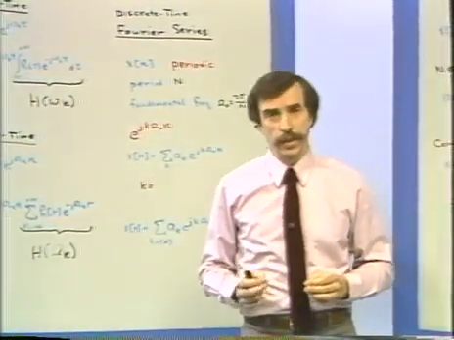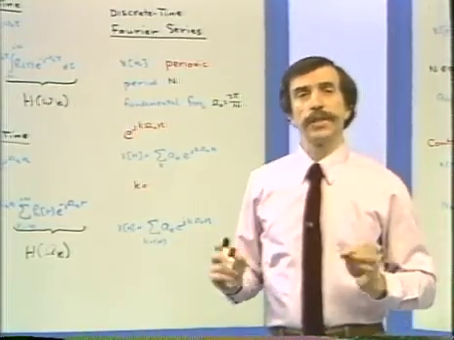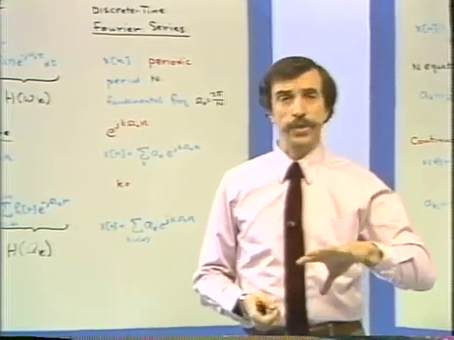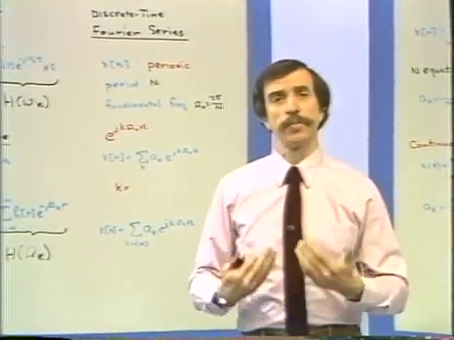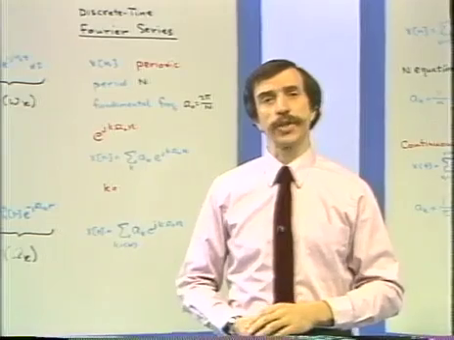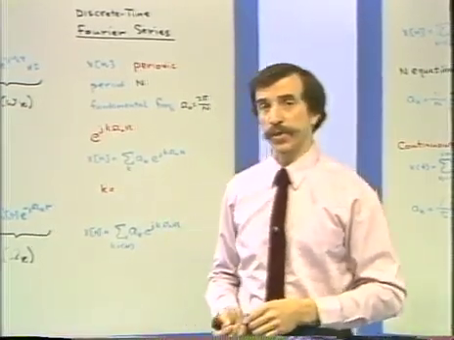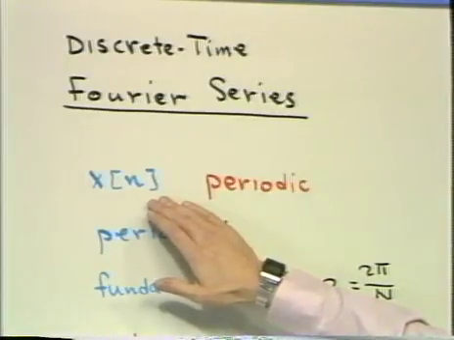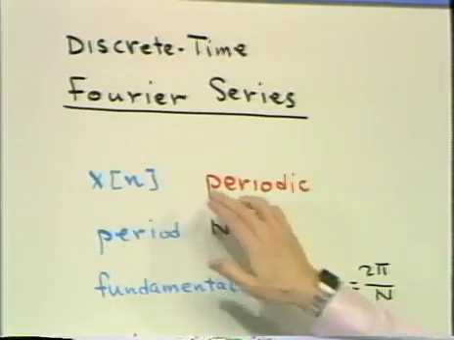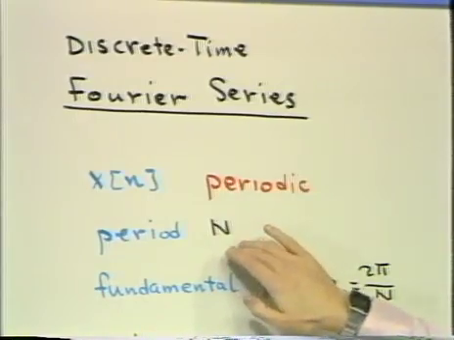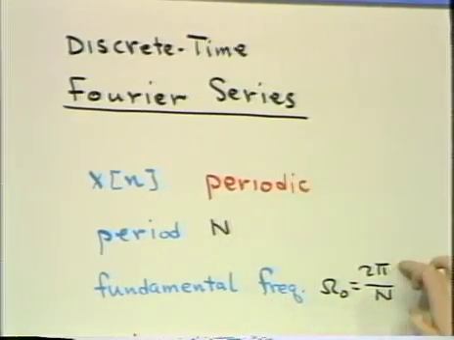Now, just as we did in continuous time, let's begin the discussion by first concentrating on the representation through complex exponentials of periodic sequences, and then we'll generalize that discussion to the representation of aperiodic signals. So let's consider first signals which are periodic with period denoted by capital N, and then, of course, the fundamental frequency is 2 pi divided by capital N.